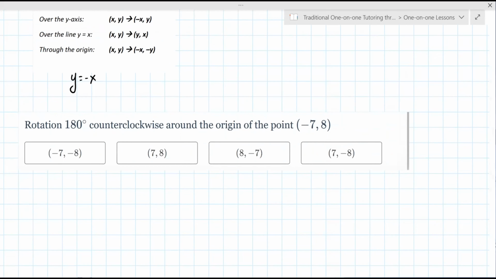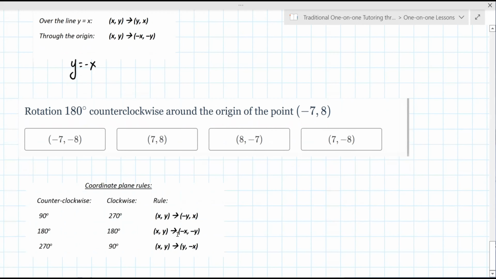180 degrees counterclockwise. That's in the reference sheet that I sent you over, down at the bottom. So it's this middle one here. The x's and y's stay in the same position, but you negate both of them. Change the sign of both of them. So what would that become? It was the last one? Yes. Very good.